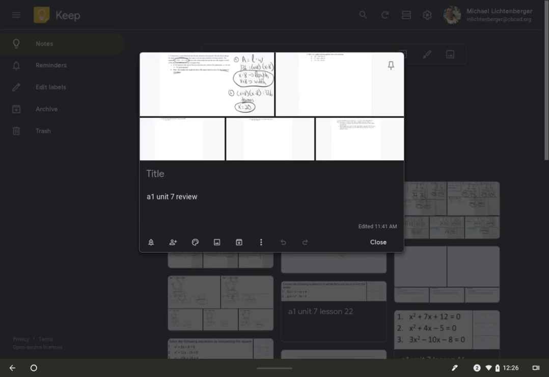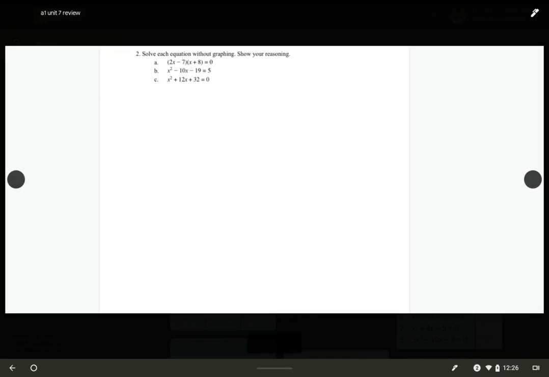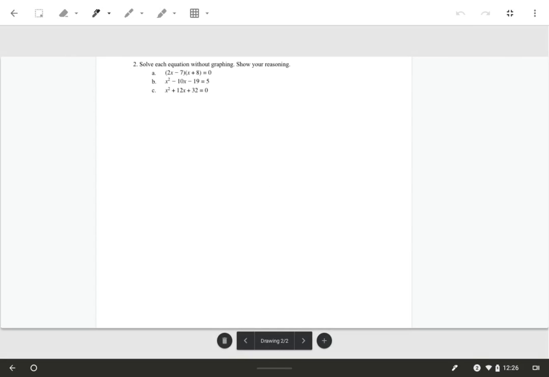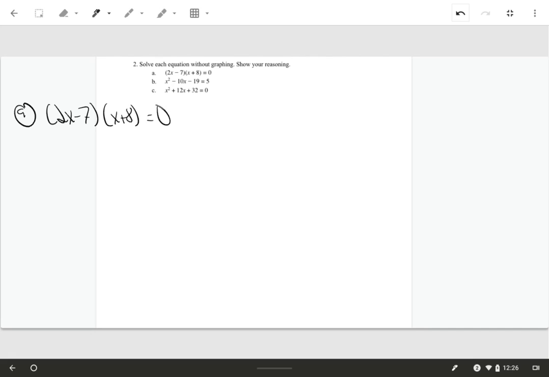Let's look at number two now. Okay, solve each equation without graphing. Show your reasoning. So let's look at A. We have (2x - 7)(x + 8) = 0. Okay, in this particular case, we can use the zero product property because it is set equal to 0.